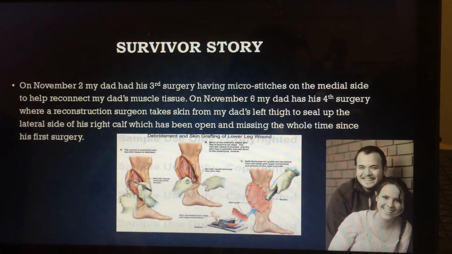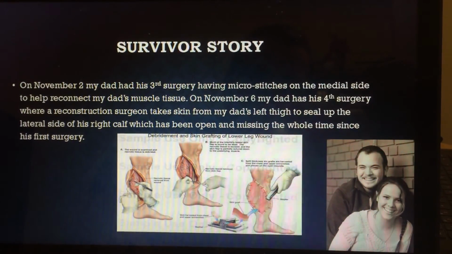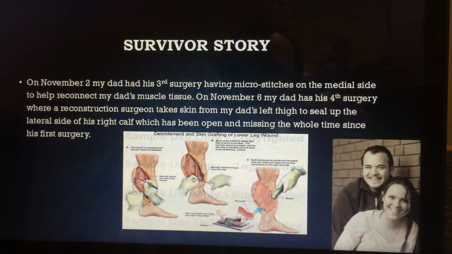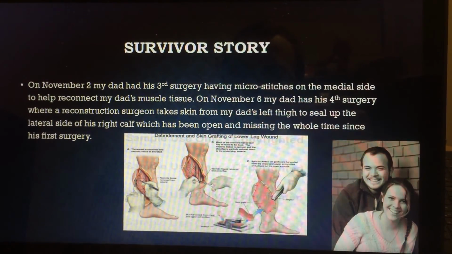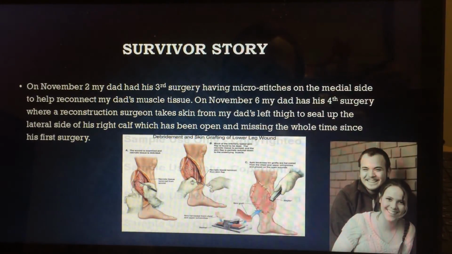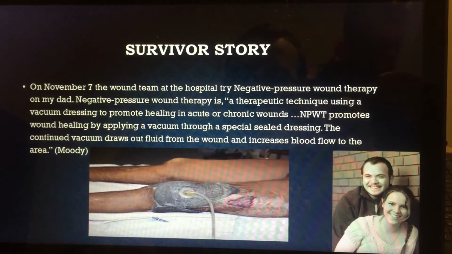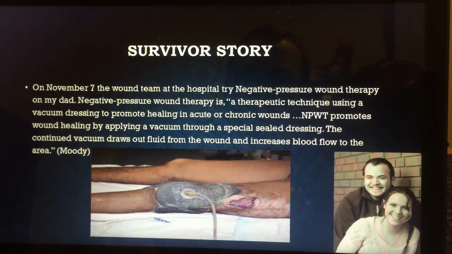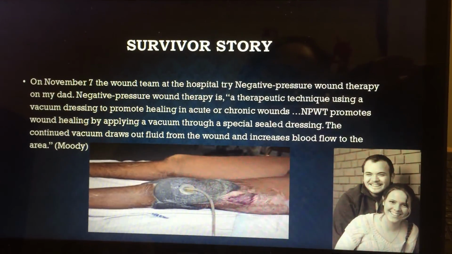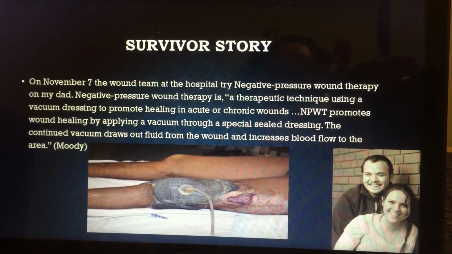On November 6th, surgery number 4, a reconstructive surgeon takes a large patch of skin on my dad's left thigh to seal up the lateral side of my dad's right calf, which has been open and missing skin since the first surgery. On November 7th, the wound team visits and wants to try a new vacuum bandage to help heal my dad's calf. They install a machine which helps the drainage of the wound and speeds recovery.